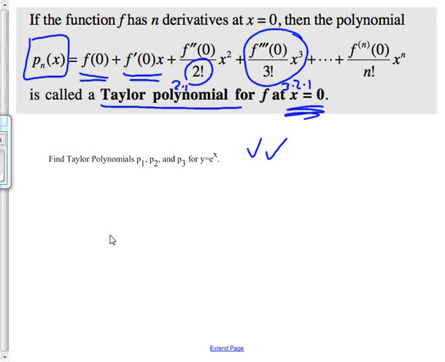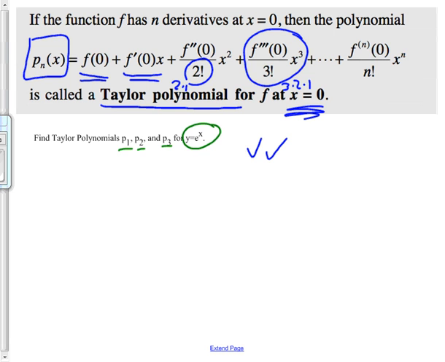So let's do a Taylor polynomial of degree 1, 2, and then 3 for our function y equals e to the x. Clearly, the first thing we need to find is f of 0, given our function f of x equals e to the x. So e to the 0 is just 1. And then we need to find our first derivative, second derivative, eventually our third derivative.